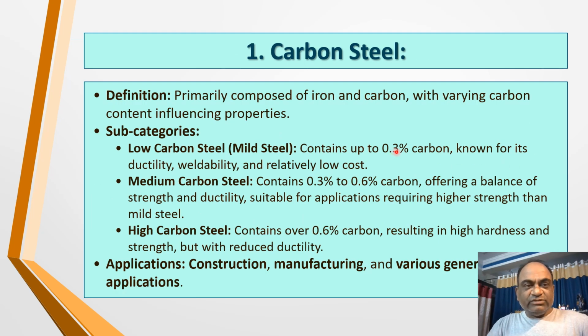So, what is carbon steel? It is primarily composed of iron and carbon, with varying carbon content influencing its properties. So, you have different categories based on the levels of carbon: low carbon steel, also called mild steel, medium carbon steel, and then high carbon steel. Low carbon steel contains up to 0.3% carbon, known for its ductility, weldability and relatively low cost.